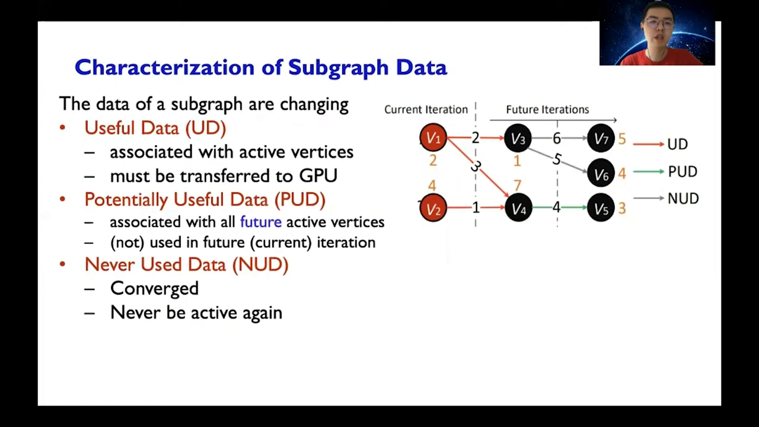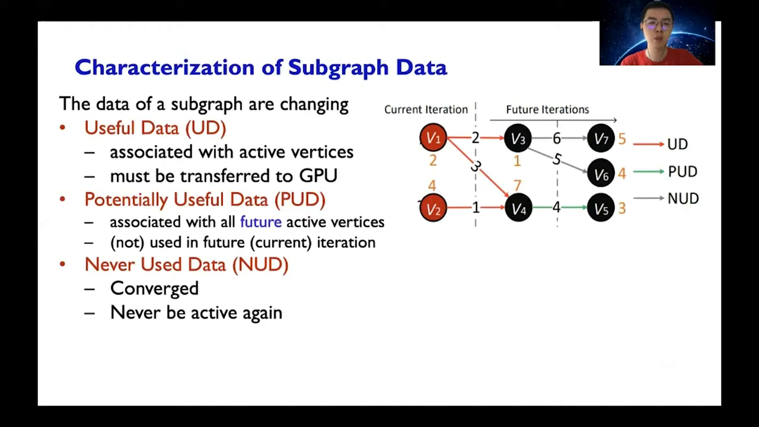In this work, we present value-driven subgraph scheduling. For the subgraph, active vertices are rare across iterations. We could characterize the data of the subgraph into 3 categories. First, useful data, indicated as UD. These are the active data associated with active vertices in the subgraph, for example, the edge between vertex 1 and vertex 3. UD will be used in the current iteration and must be transferred to GPU.